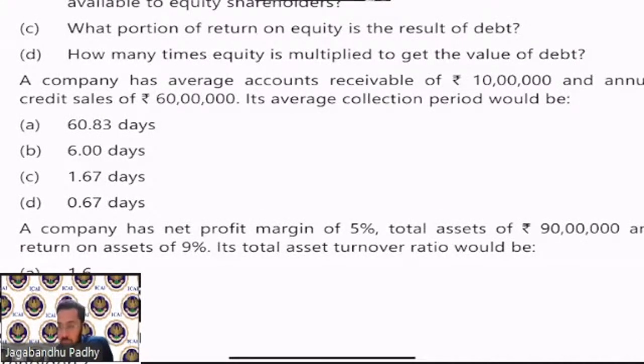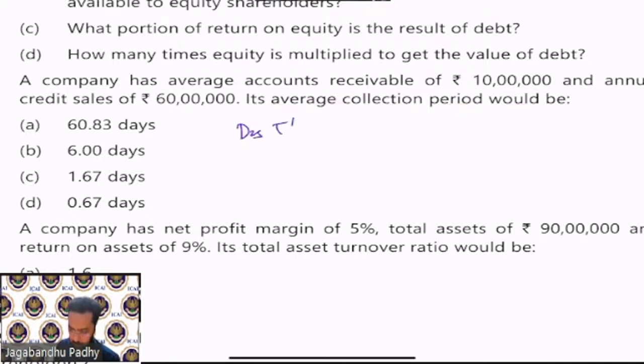Okay, now coming to question 11. A company has average accounts receivable of 10 lakh and the annual credit sales is 60 lakh. Its average collection period is. Yeah, so that's pretty simple.